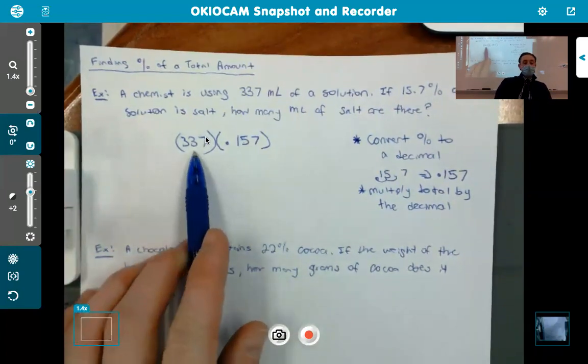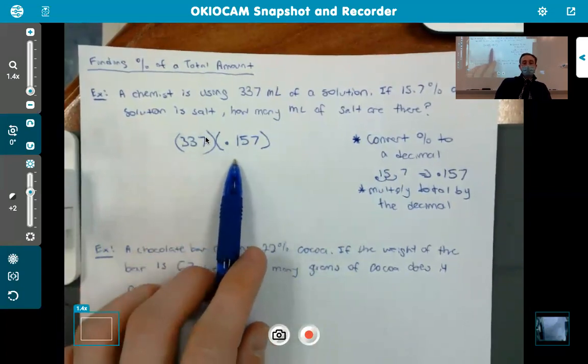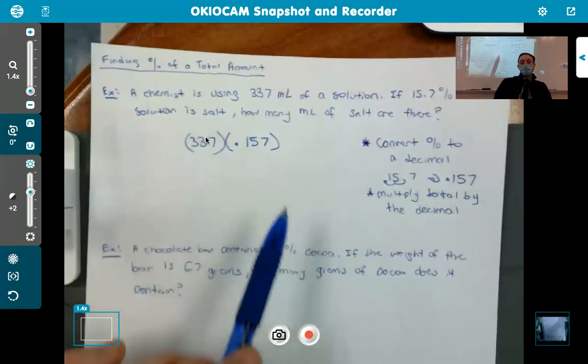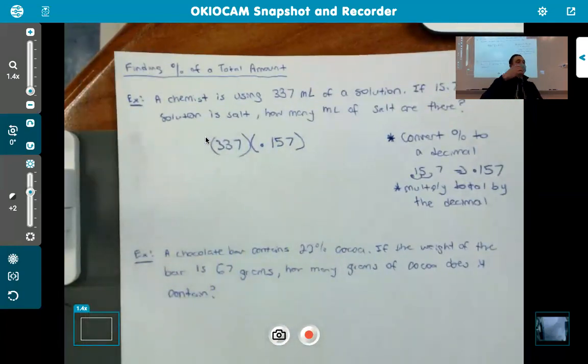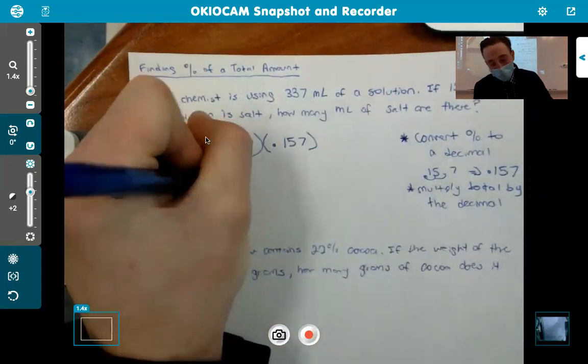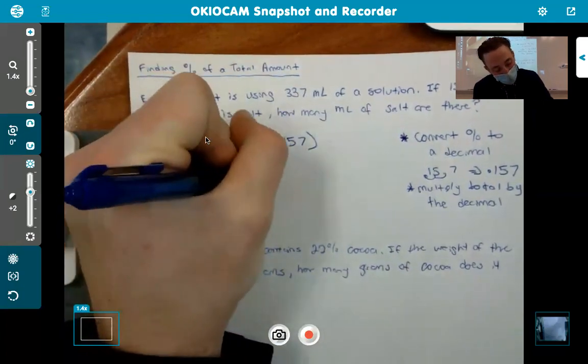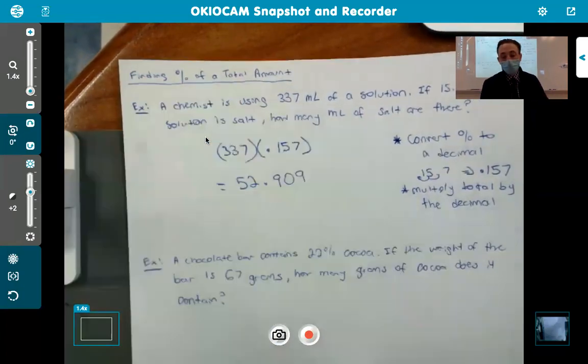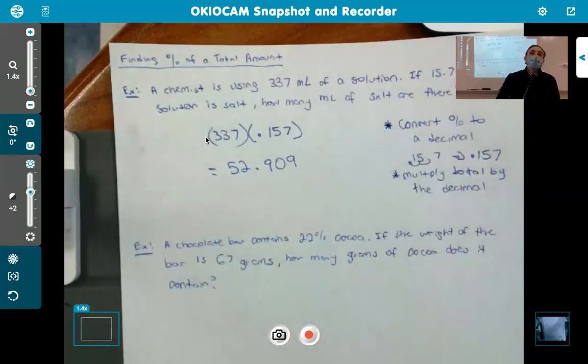So 337 times the 0.157, that converted percentage. And this is where that calculator is handy, or whatever you're going to use to help you figure out what you need to. 337 times 0.157. Well, if you were to plug that into a calculator, you get 52.909. Can somebody confirm with me that that's what you get? Somebody type that in just to double check. You got it? So 52.909. Cool. Everybody with me so far?